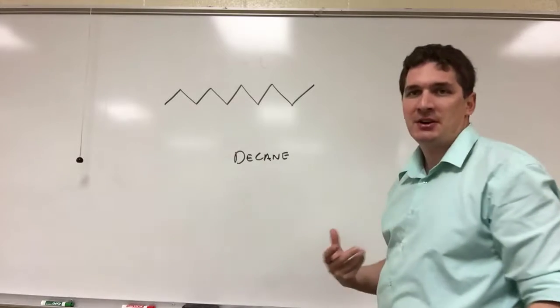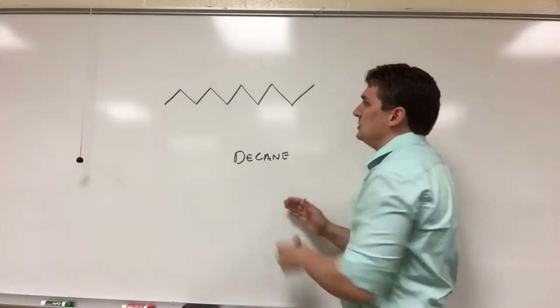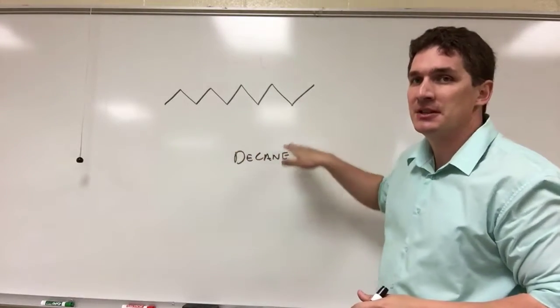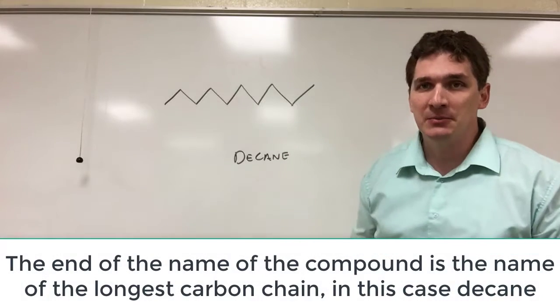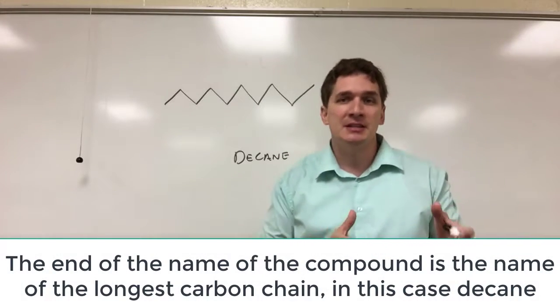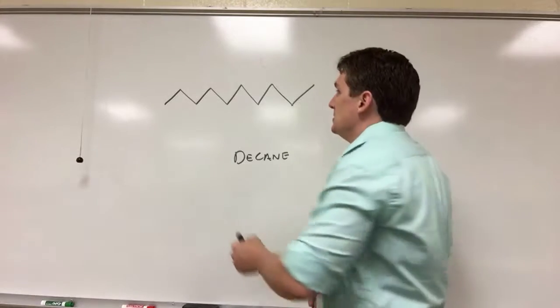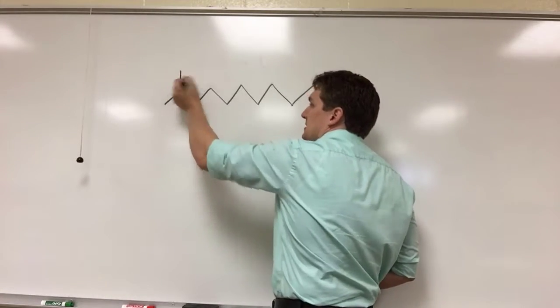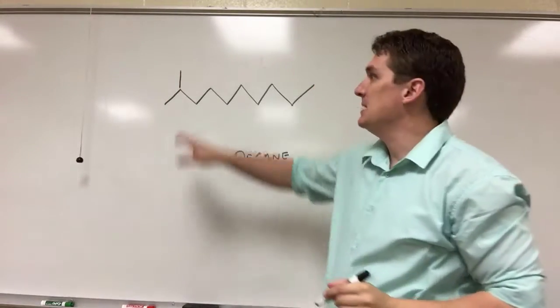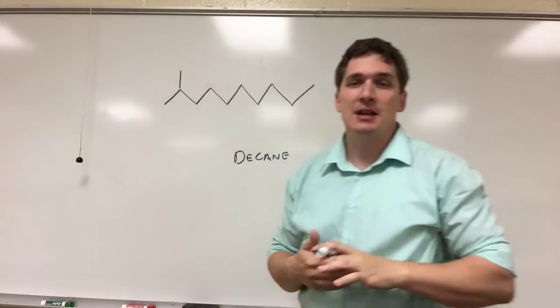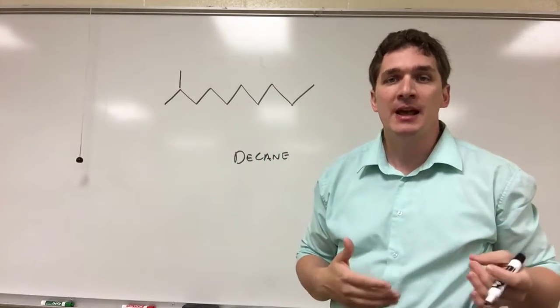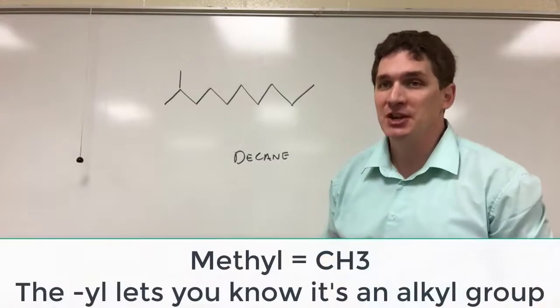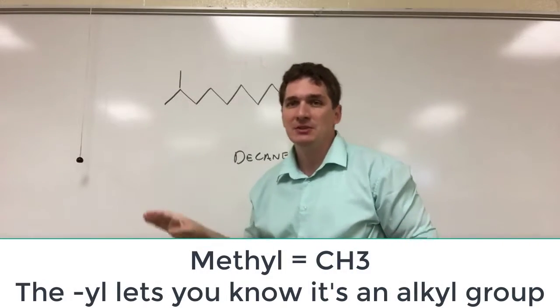So the name of your branched hydrocarbon, that last word that needs to appear in there needs to be the longest carbon chain that's there. Now, let's start putting branches on. So a branch is designated with a yl ending. So, in this case, let's say we have a line here. This is a methyl group. It is not a methane group, but a methyl group, so that yl designates it as a branch of the chain. But we need to specify the position.